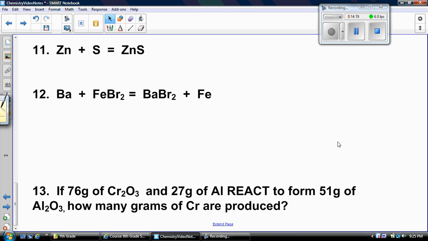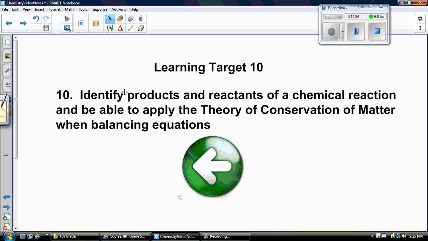Okay, so hopefully you should be able to do the practice after going over these notes. And remember, this is Learning Target 10. You should be able to identify products and reactants of a chemical reaction and apply the theory of conservation of matter when we're balancing equations.